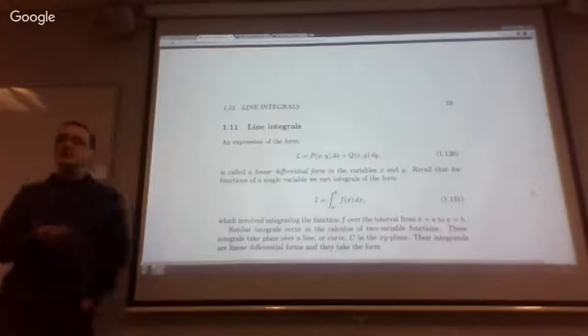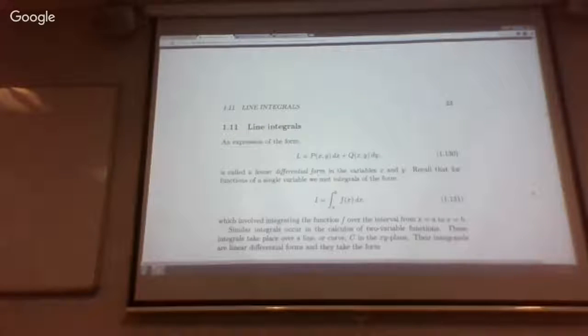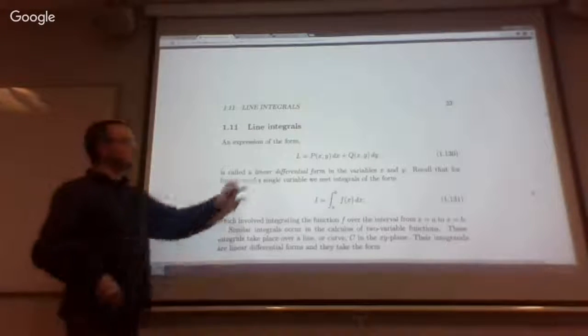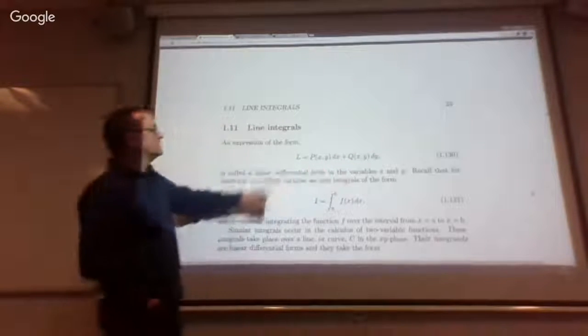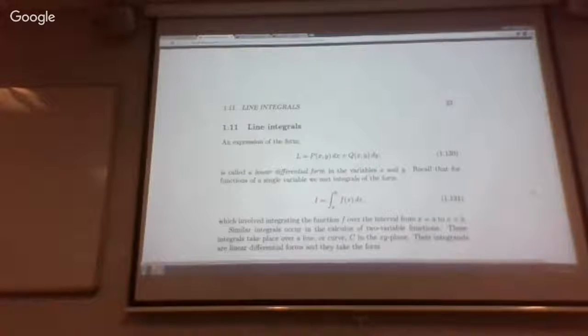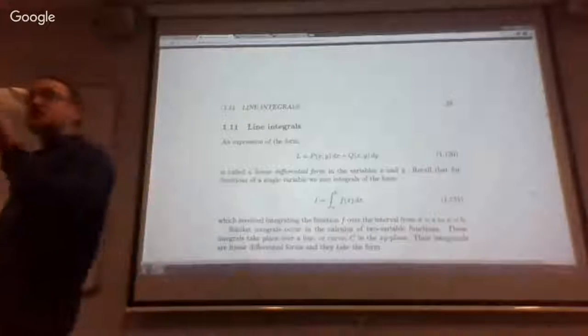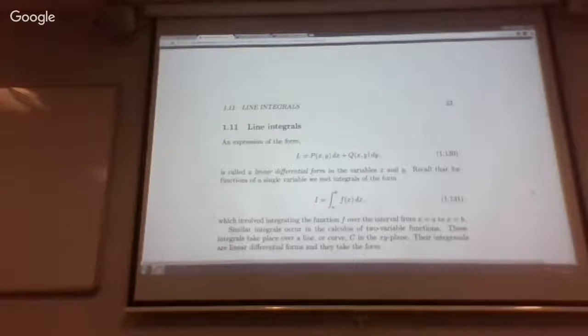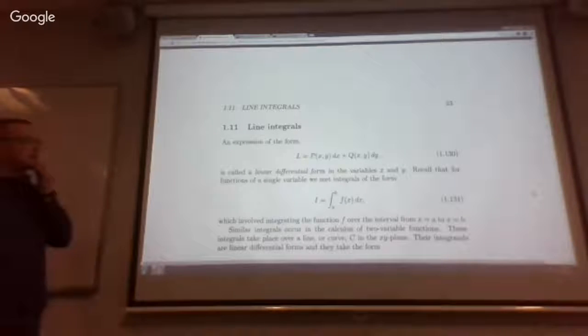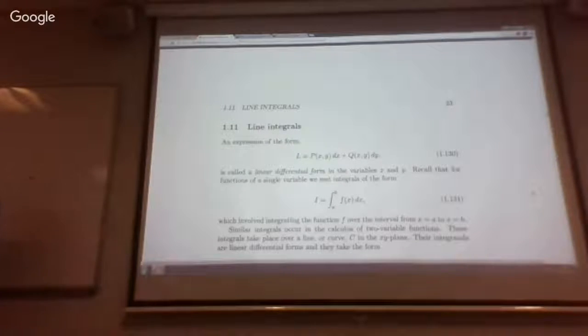And the first ones we looked at were so-called line integrals, or path integrals, or integration along a curve, sometimes called. And this was where we took these expressions L here, the top of page 23, and these were linear differential forms. So a p dx plus a q dy, where both the p and the q themselves were functions of the two variables x and y. And these objects could be integrated along curves in the plane.